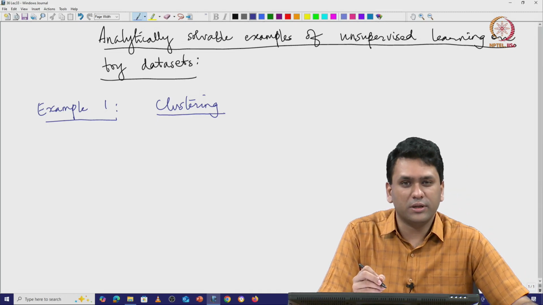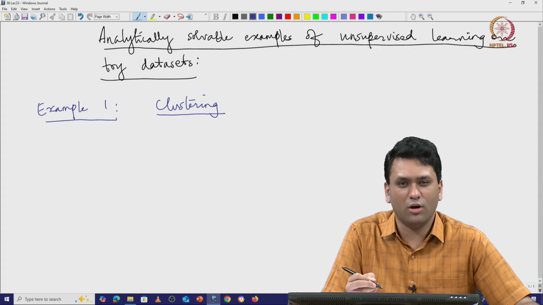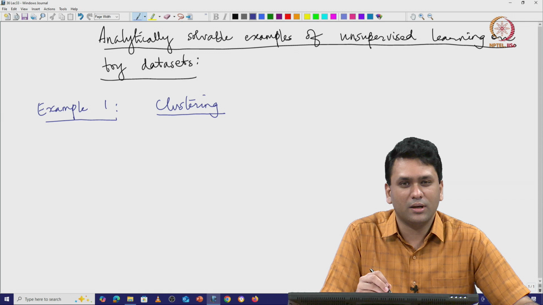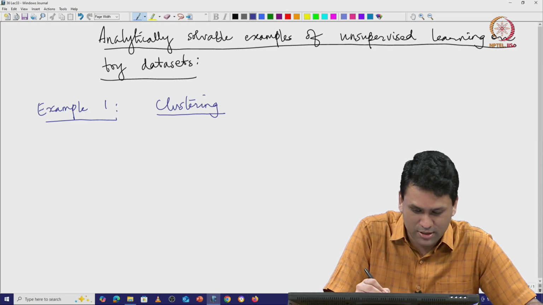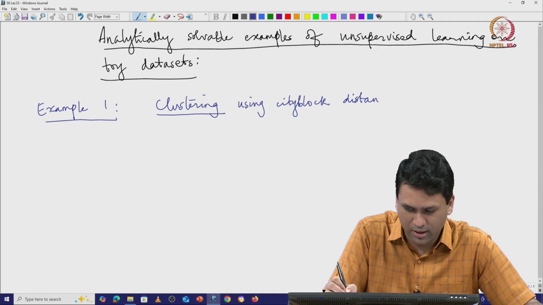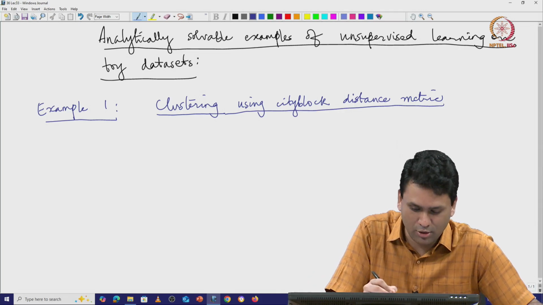Okay. And although typically k-means clustering is done with the Euclidean distance, just to introduce to you the concept of a city block distance which we had discussed, I want to take up the k-means clustering with city block distance. This is a bit unconventional, but nevertheless does seek to illustrate what can happen in some of these algorithms. So this is clustering using city block distance metric. Okay, and roughly we will follow the k-means clustering logic.